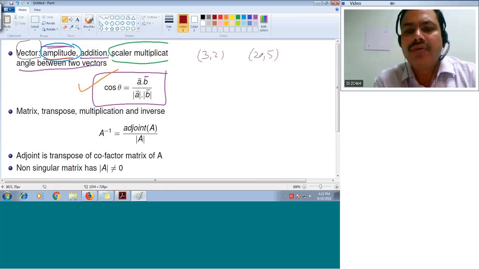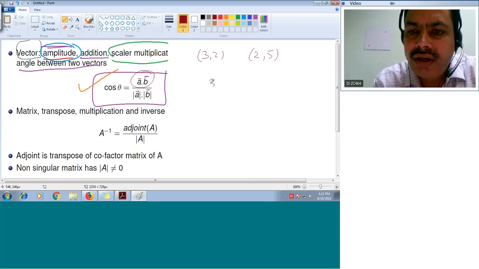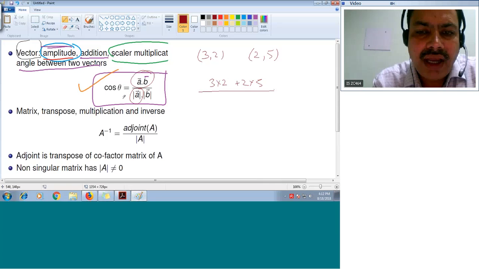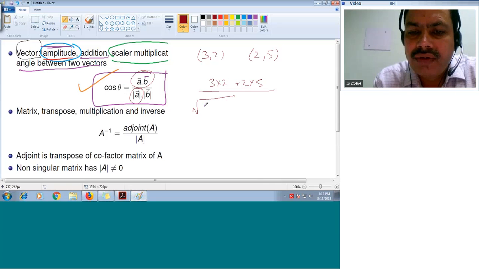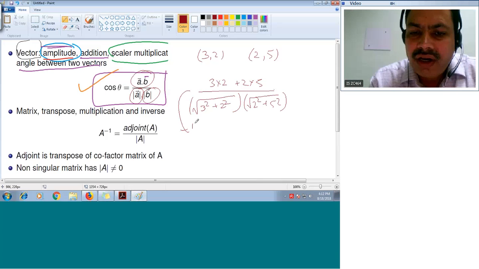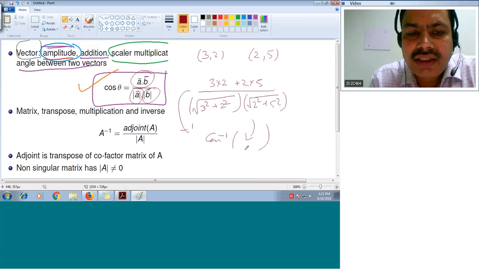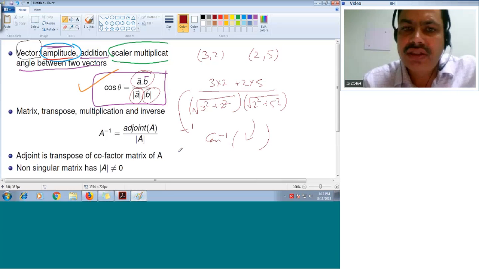To find this angle, you have to find the dot product, that would be 3 multiplied by 2 plus 2 multiplied by 5. Then you divide this number by the magnitude of the first vector, that is the square root of 3 square plus 2 square, multiplied by the magnitude of B, that is the square root of 2 square plus 5 square. Whatever value comes, and I'm not going to solve it, you can solve it and find the value. Then you take the cos inverse of this value, and this is going to be the angle between the two vectors.